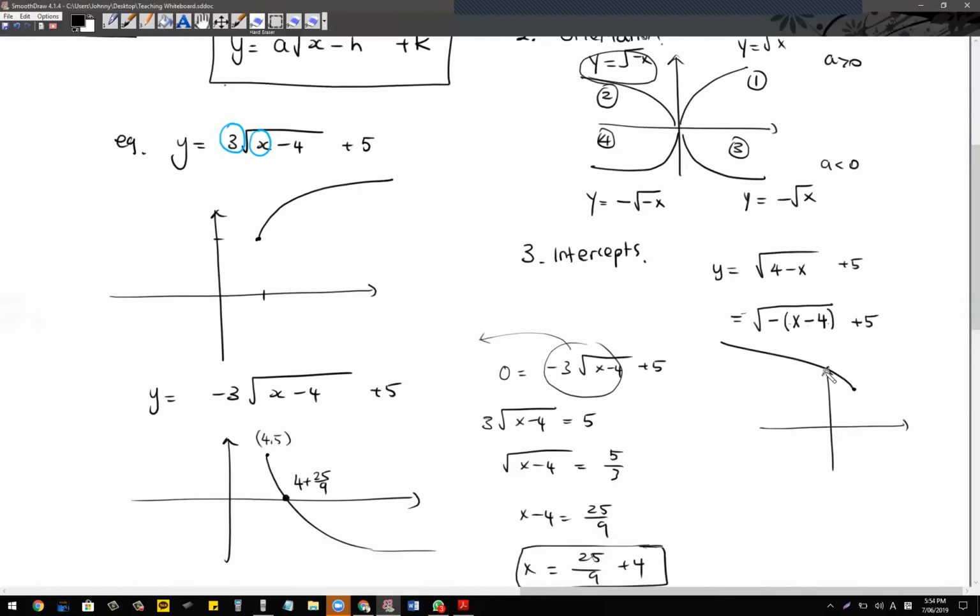Understand? Yes, I get that. And we can plug in x equals 0. You can see that this is root of 4 minus 0. That's 2. 2 plus 5 is 7.